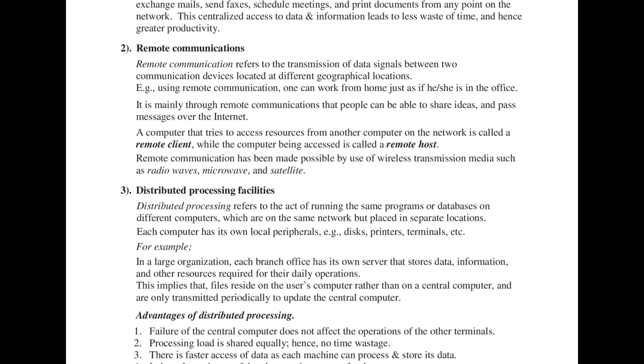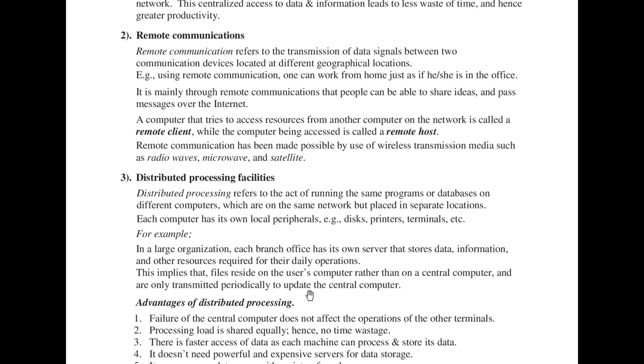Distributed processing refers to the act of running the same program or databases on different computers, which are on the same network but placed in separate locations. For instance, when your teachers are filling marks, a geography teacher can fill his marks in his office from his department. Then the chemistry teacher will also do the same. At the end of the day, the dean of studies can process the report forms after all the teachers have filled the marks from different locations.